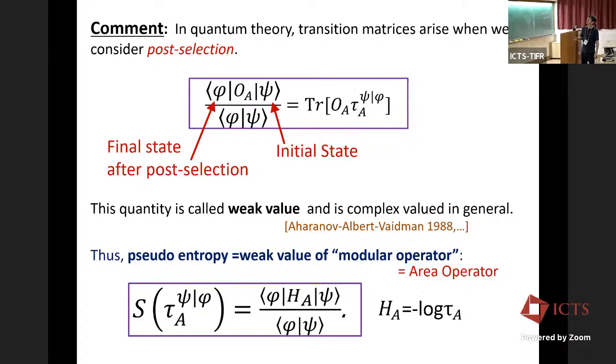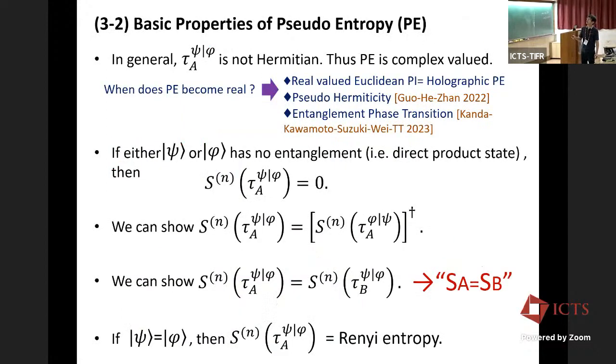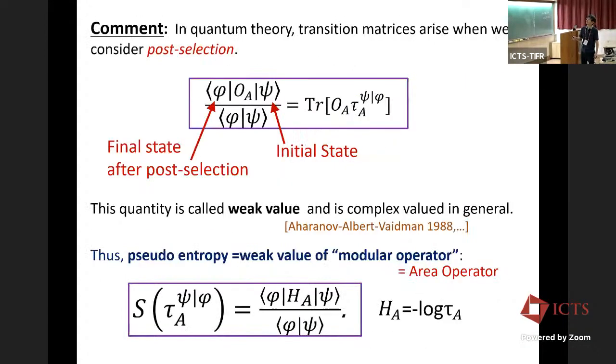One comment is that this kind of unusual quantity also appears in the literature on post-selection. We can consider this kind of quantity where O_A is just a Hermitian operator, a usual physical variable, but the initial state and final state are different. Then it is natural to consider this expectation value, and you can rewrite this in terms of the transition matrix. This quantity is not guaranteed to be real valued, even if O is Hermitian.